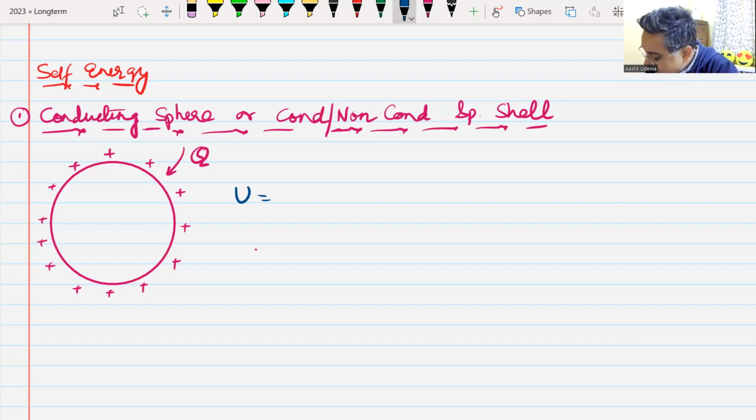The self energy of this is given by this formula K Q square by 2R. Remember, when we talked about mutual energies, if the charges were like, it was positive. If the charges were unlike, it was negative. But self energy is always positive, whether it is a positive charge, you square it, it will be positive. Whether it's a negative charge, you square it, it will be positive. But when you talk about mutual energy, it is one positive and one negative, it becomes negative. Do we understand this? Yes, sir. You can also write it in this form, Q square by 8 pi epsilon naught R.